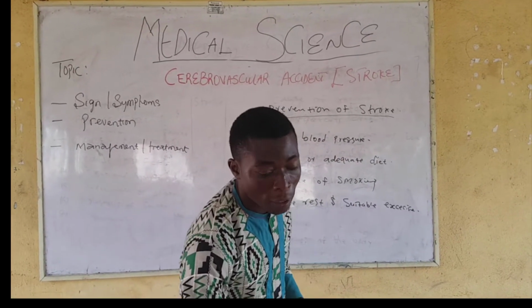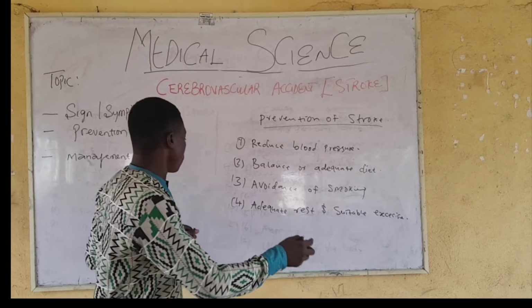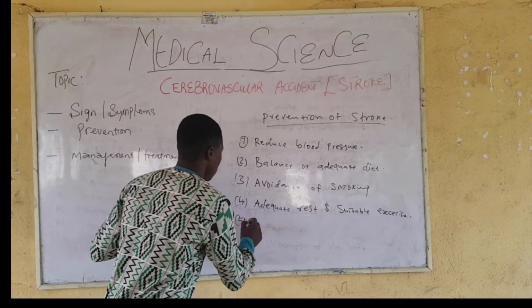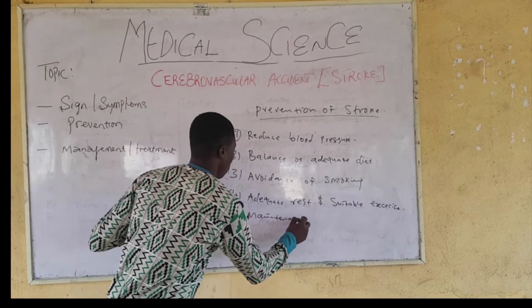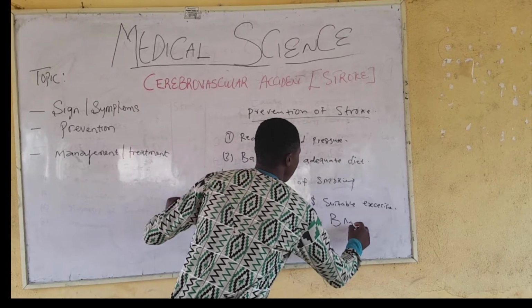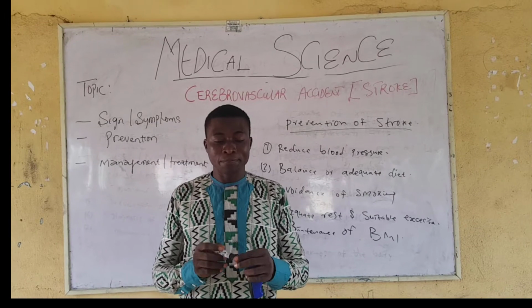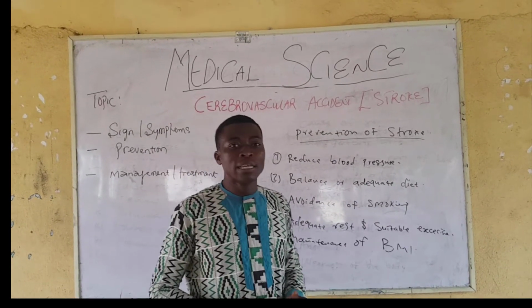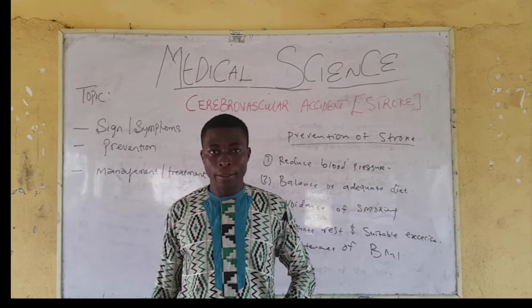So we have another one known as maintenance of body mass index, BMI. Number 5, maintenance of BMI. BMI means body mass index. Now, how can you maintain body mass index? Adequate nutrition plays a vital role there.